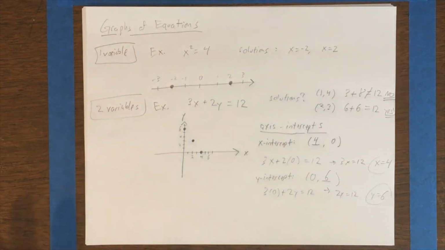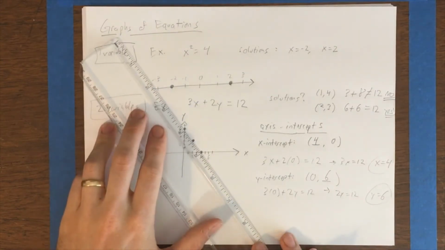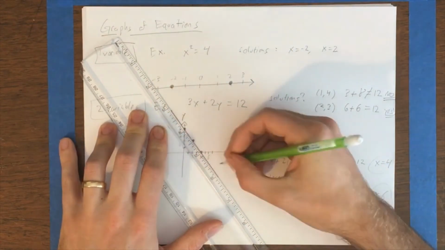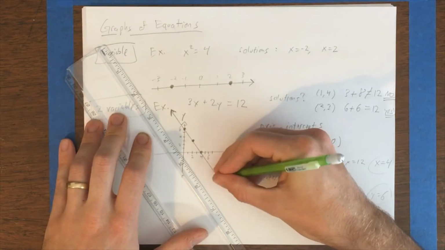So that's probably one of the easiest approaches to graphing an equation, is just to plot the x and y intercepts if you can. Now, this particular equation I know is a linear equation, so that knowledge tells me that the graph will be in the shape of a line. So there we go.